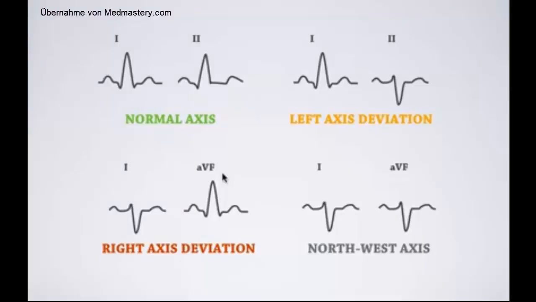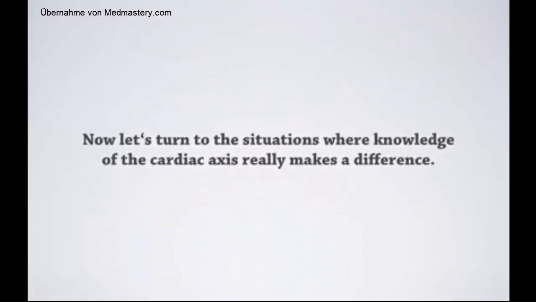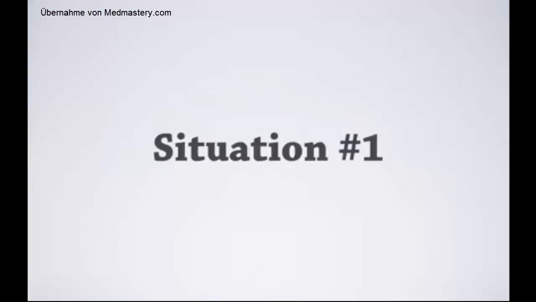One more thing, sometimes you don't have access to lead AVF, in which case you can use lead 2 instead of lead AVF. So instead of switching to AVF when lead 1 is negative, you stick with lead 2. That's not as ideal, but you'll still get fairly accurate results. As I've said, there are not a lot of clinical situations where knowledge of the cardiac axis really helps you come up with a better diagnosis. But now let's turn to the clinical situations where knowledge of the cardiac axis really makes a difference.